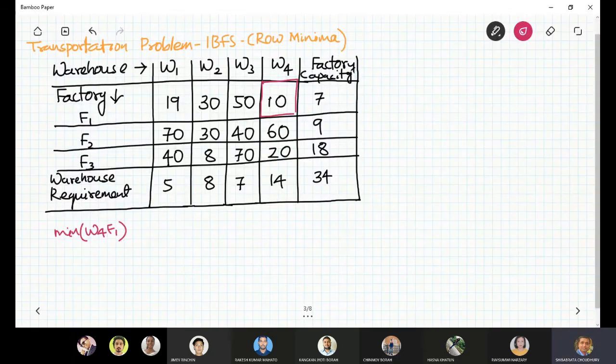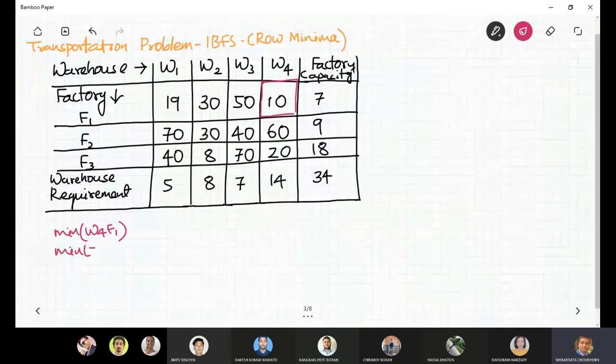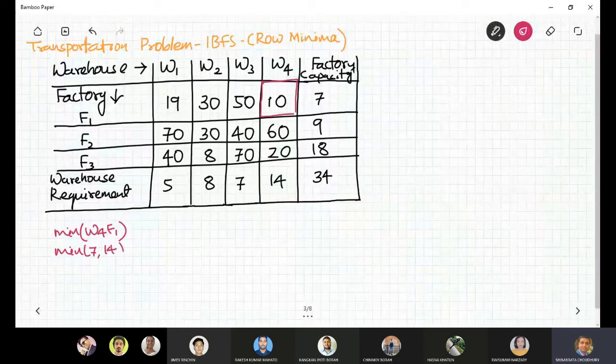Okay, W4 is the minimum of 7 and 14. Okay, so I'll allocate 7 over here. And what is left out over here? 7 minus 7 is 0. This becomes 0, and this becomes 7. So the first row is done.